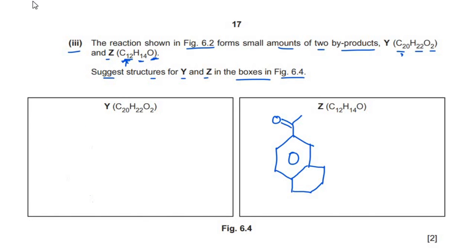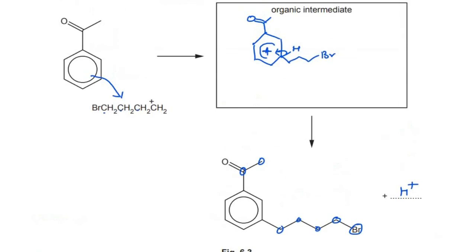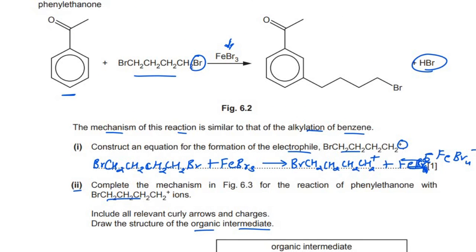Now about Y, as we know there is one more bromine, and the same carbon carrying the bromine will undergo a similar reaction. Now we can understand that there is C20, so C20 means there are 8 more carbon atoms added. You know the benzene ring here, phenylethanone, has 8 carbons: the 6th carbon here, the 7th and 8th here. If the same ring is added on the other part of this bromobutane, then a similar reaction will happen.